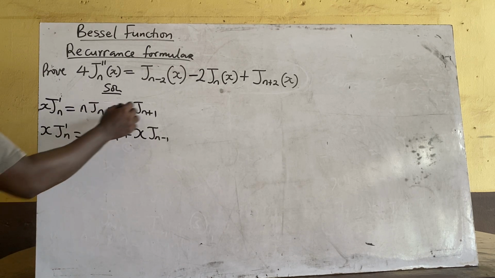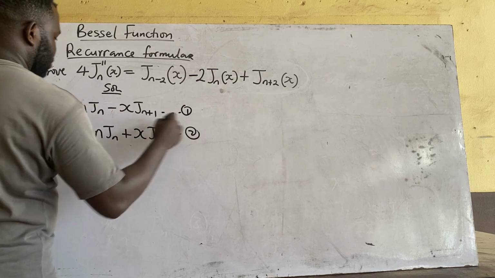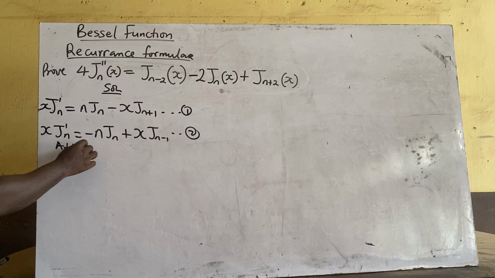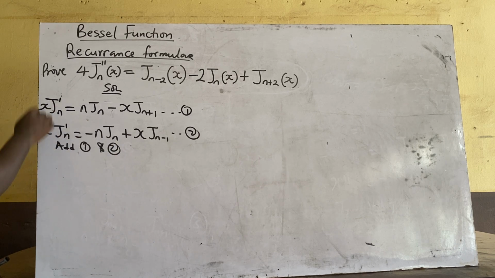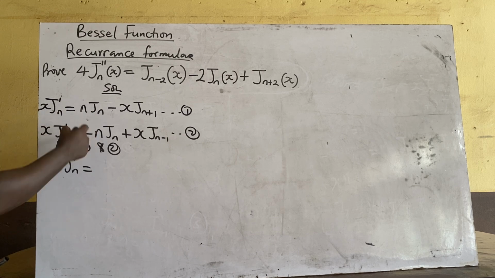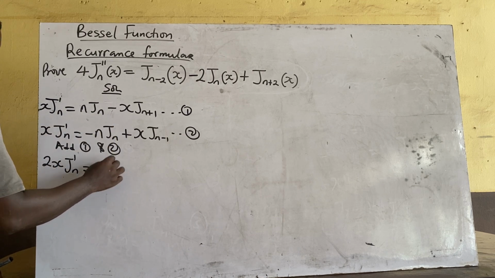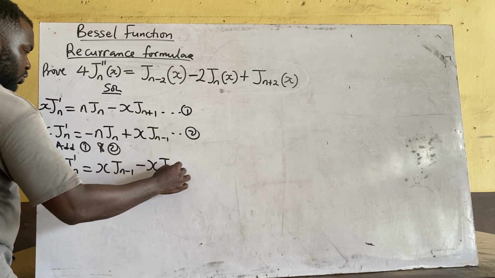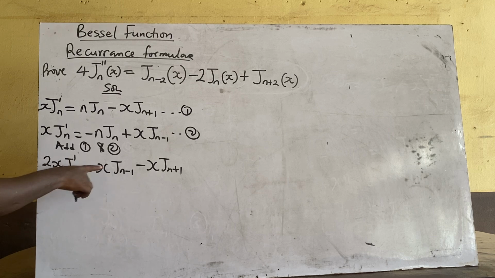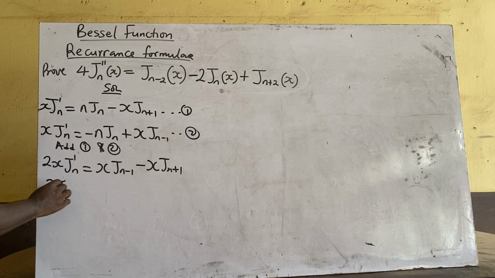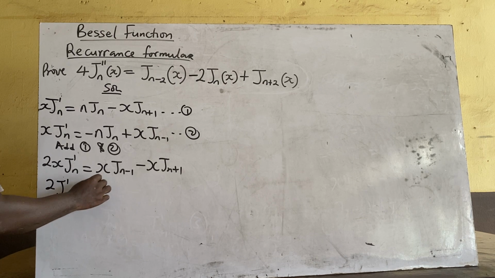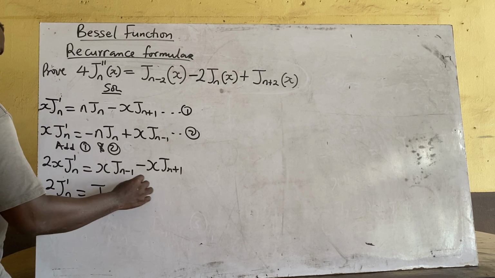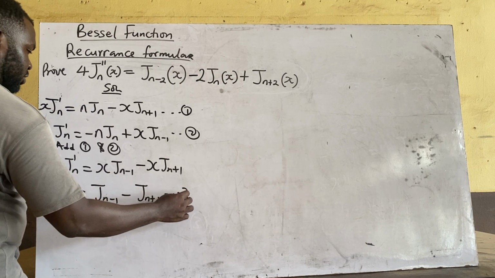Let us call this equation 1 and equation 2. So let us add 1 and 2. If we add 1 and 2, this plus this will give us 2x J prime n is equal to this, and this is gone. So I'm left with x J n minus 1 minus x J n plus 1. Divide both sides by x, and I'm going to have 2J prime n is equal to J n minus 1 minus J n plus 1. Let me call this equation 3.